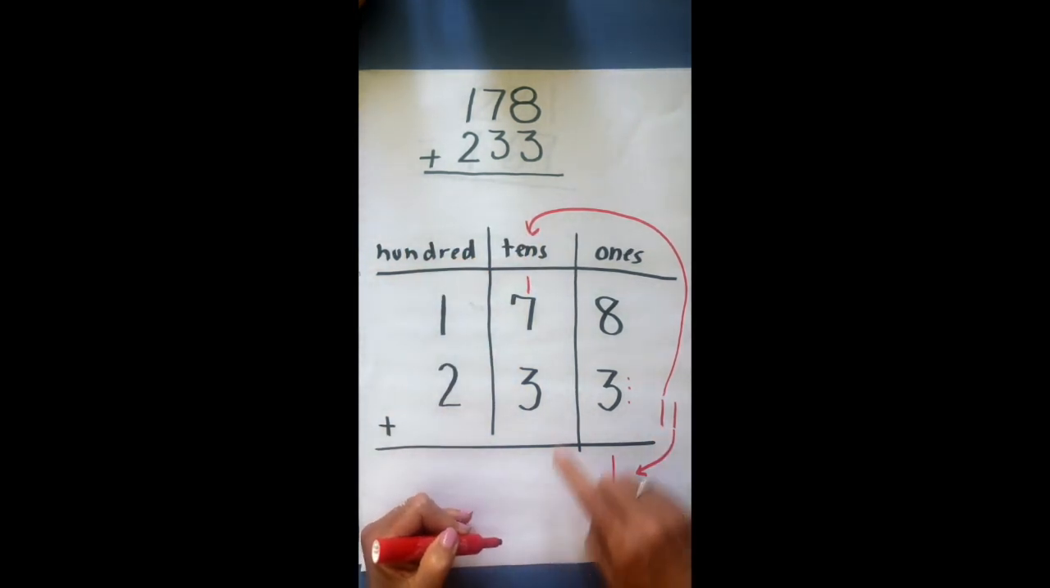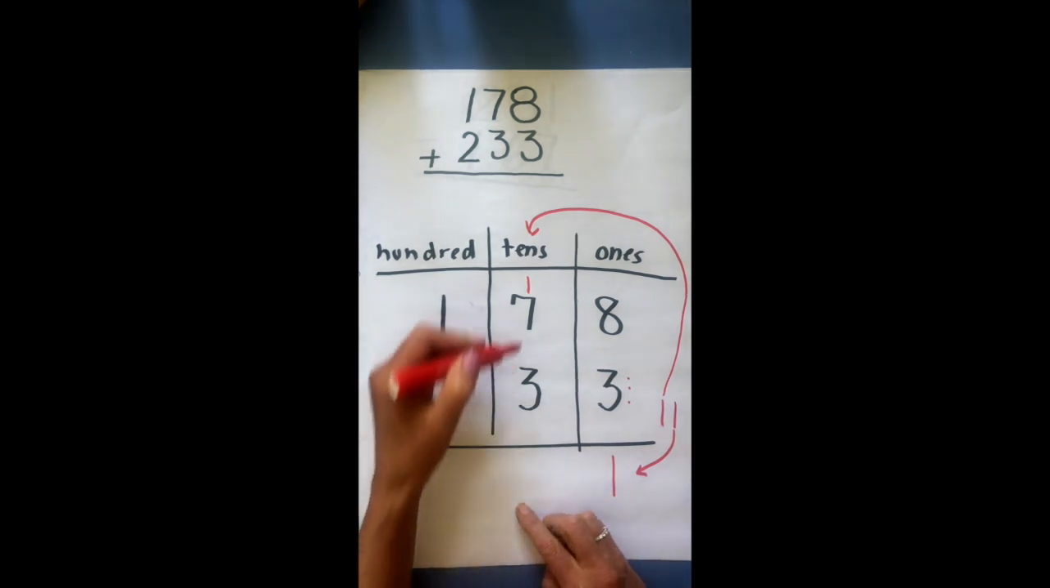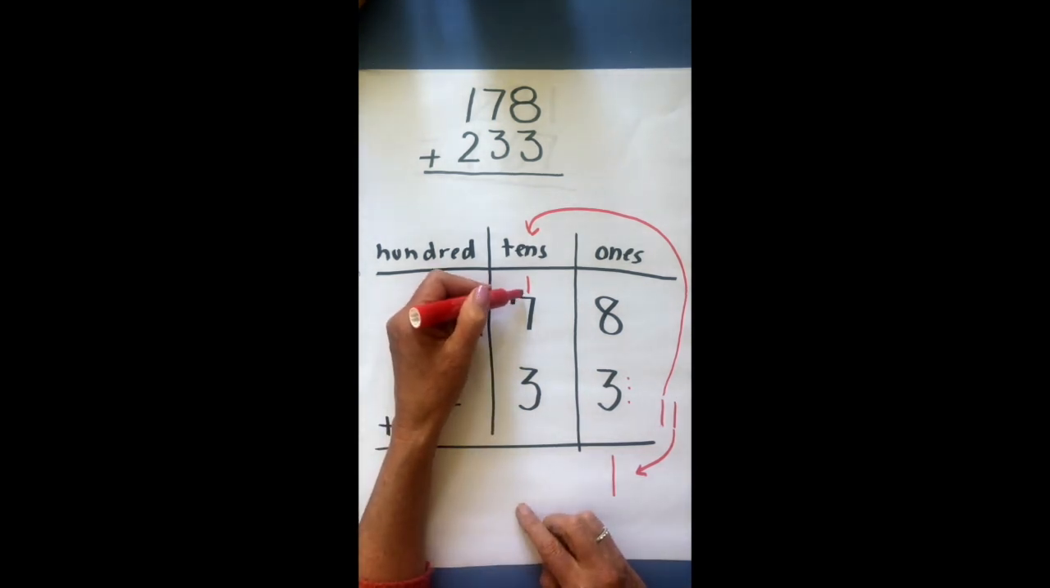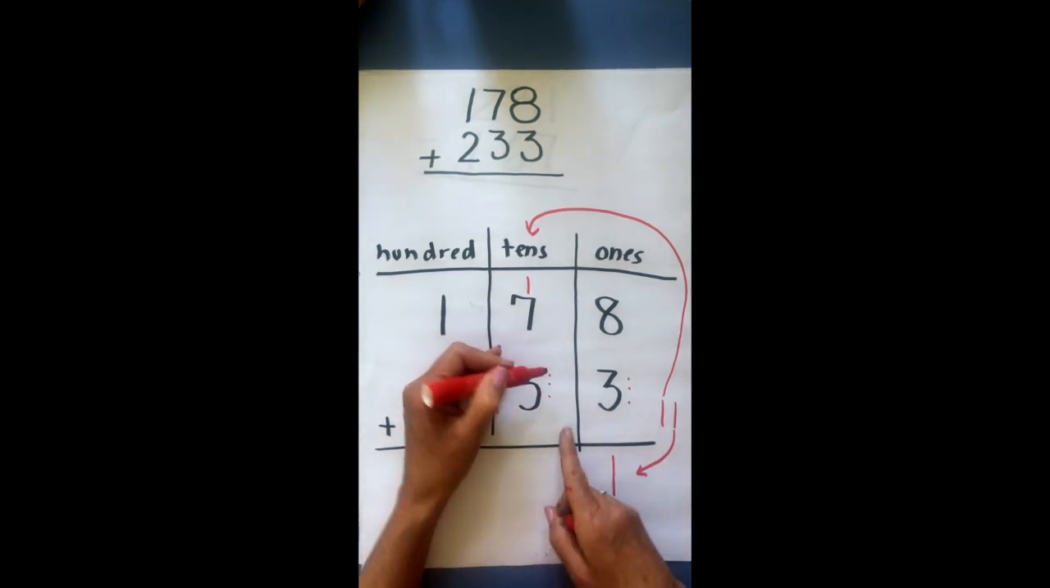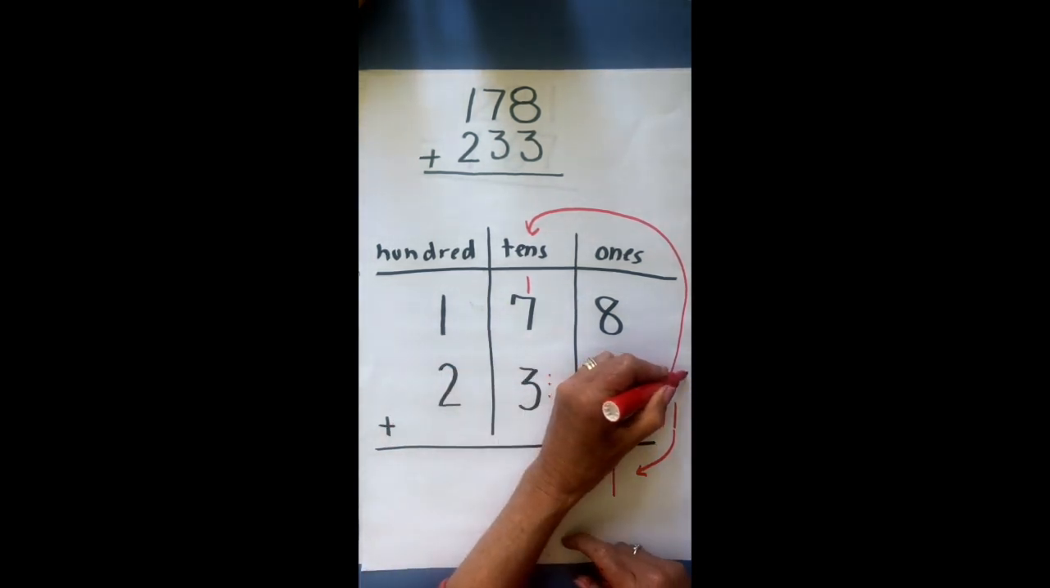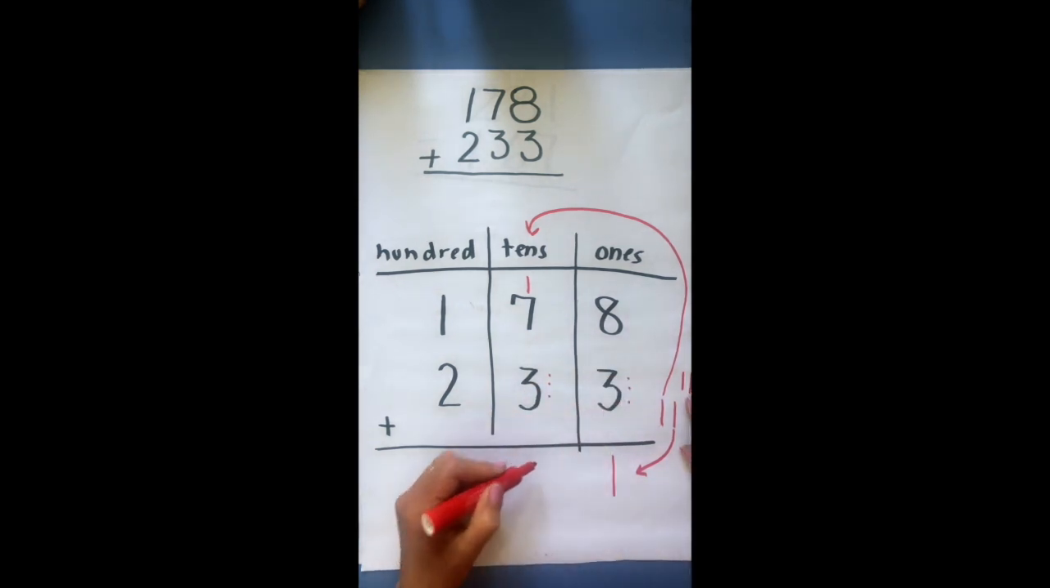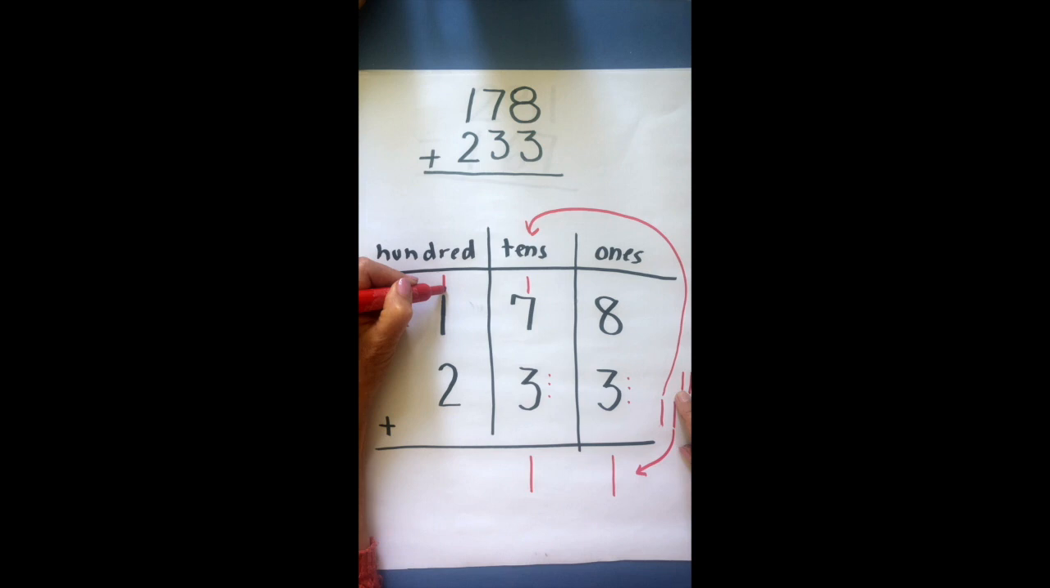Okay. Now I'm going to add up the digits in the tens place. So 7, 8, 9, 10, 11. I got 11 again. I like to put them over here. So the ones place goes down, and the tens place again goes up, of this number. Okay.